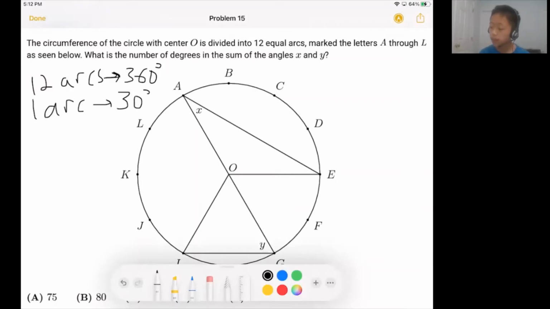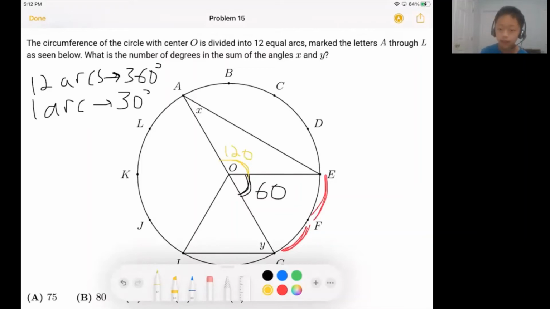Notice that here we have two arcs: E to F is one arc, and F to G is an arc. So we have two arcs. If one arc is 30, that means two arcs is 60. So this angle here is going to be 60 degrees. And if this is 60 degrees, then this yellow angle here is going to be 120 degrees.